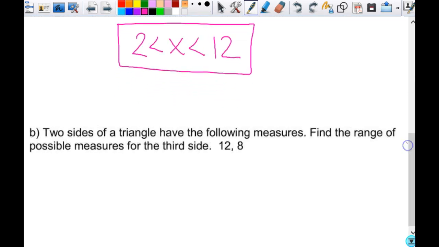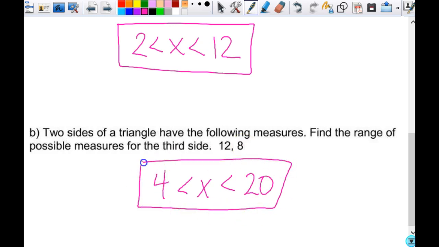So here, the possible values for this. On the right-hand side, I add them. What's 8 plus 12? 20. And then what's 12 minus 8? 4. There's your range of possible values. Okay. Everybody good? Any questions? Awesome.